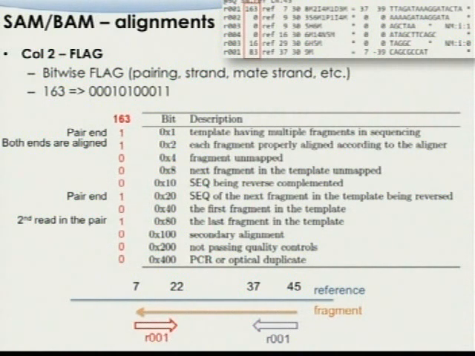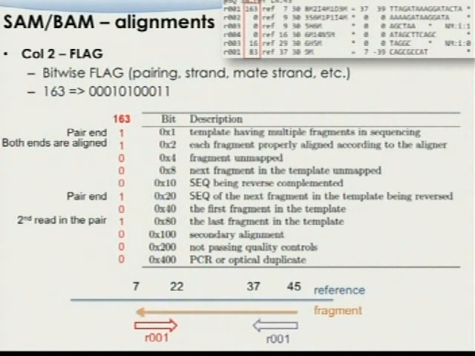And this one tells you the sequence of the next fragment in the template is reversed. So you can see the next one is on the reverse strand of the genome, okay? And this one tells you this is the last fragment in the template. That means this fragment itself was in this direction, so this is the second read in this fragment. So I guess there's a lookup table in the SAMtools PDF file that just tells you where to go.